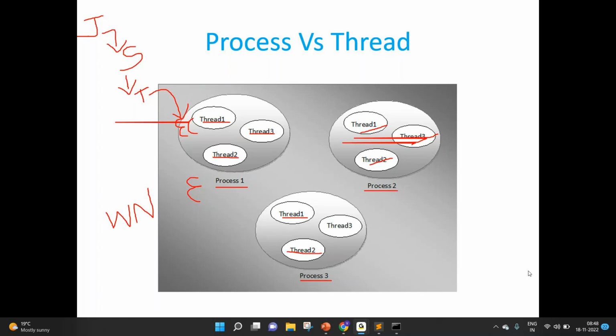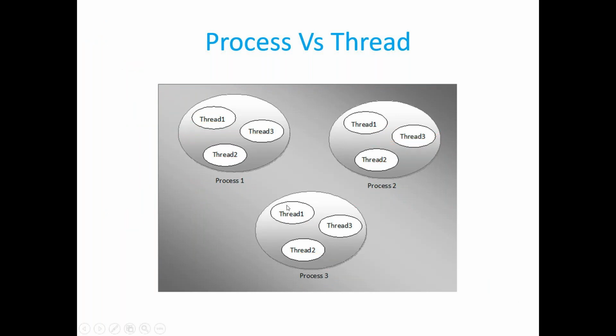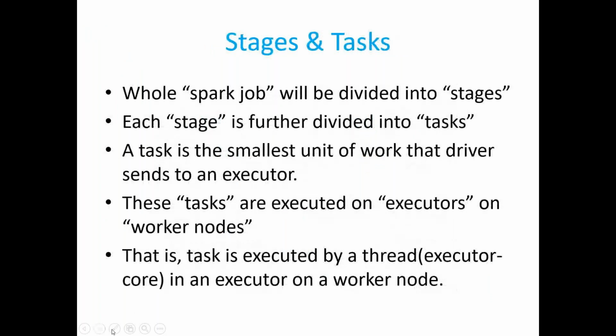Now we will go back to the previous slide and read the statement once again. One second. Executor cores are running on the executor process. Executor processes are running on the worker node in the cluster. Okay, thank you. Yeah, correct. So now let's go back to the previous slide. Read the last point. Now this should be clear. A task is executed by a thread. What is the thread? Executor core, and it is part of the executor process. Where is this executor running? It's running on the worker node in the cluster.